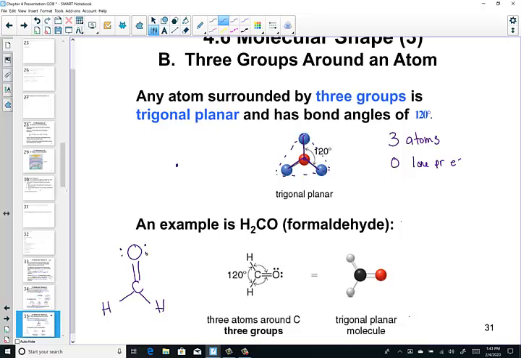Now remember, it doesn't matter that it's a double bond, it still leads to 3 atoms and 0 lone pairs. So when we say groups or atoms, a single bond, double bond, triple bond, it doesn't matter. I'm leading to 1, 2, 3 atoms, and there's no lone pairs around that carbon. Carbon has the 4 bonds that it would like to have.